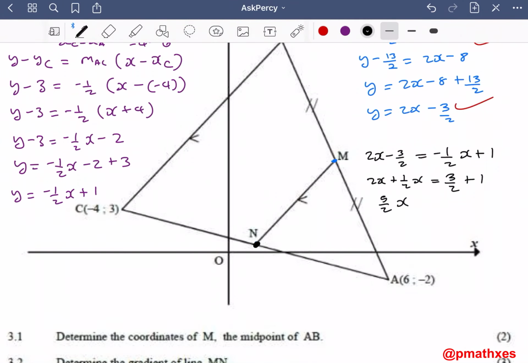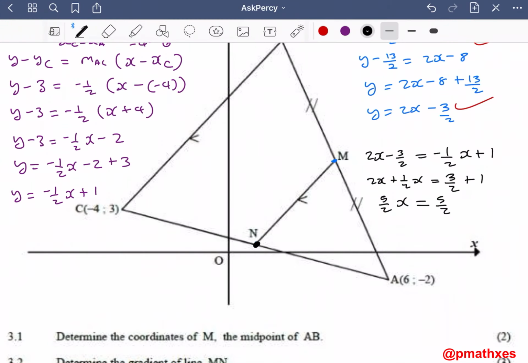You can punch that in your calculator if you want to as well to get your answer. And 3 over 2 plus 1, you can also just punch that in your calculator. Alright, you can just do it yourself. 3 over 2 plus 1 is 3 plus 2 over 2, which is 5 over 2.